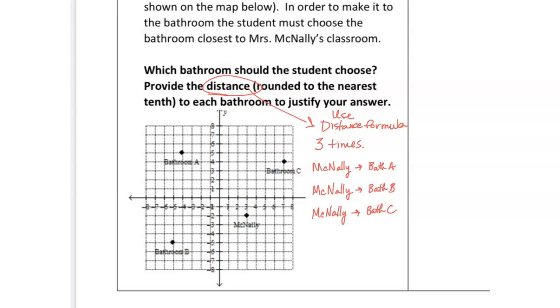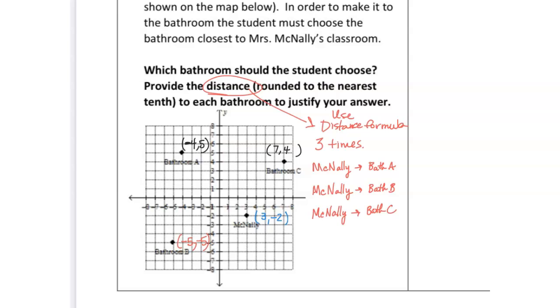There is one more key thing that you'll need to write for each of these points. You need to know what ordered pair each of our rooms is located at. McNally's, bathroom A, B, as well as C. So for instance, Miss McNally's room is at the point 3, -2. Bathroom B is at the point -5, -5. Bathroom A is at the point -4, 5. And bathroom C is at the point 7, 4.